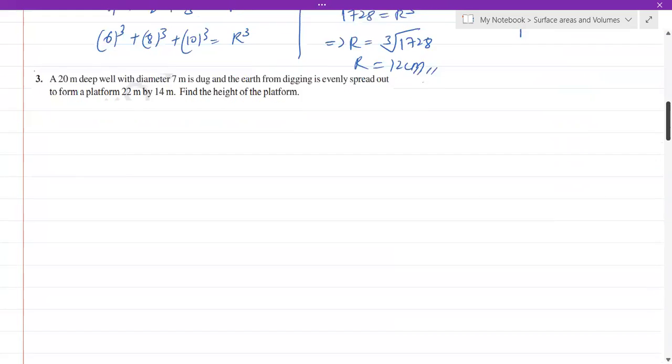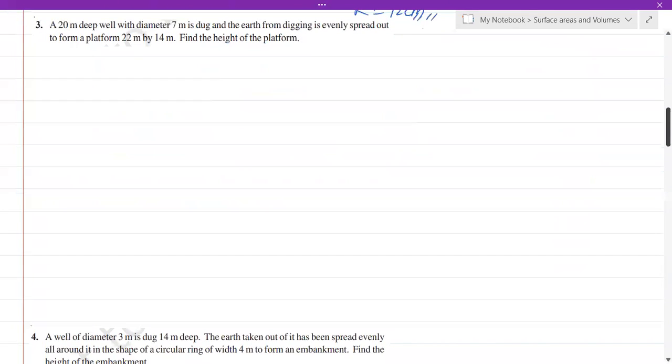So let's get into the next question. A 20-meter deep well with diameter 7 meter is dug, and the earth from digging is evenly spread out to form a platform 22 meter by 14 meter. Find the height of the platform.